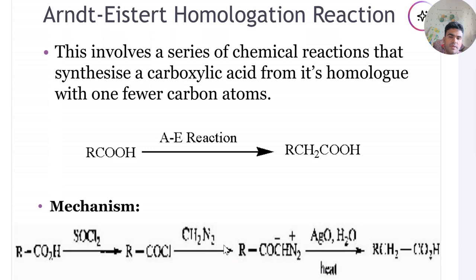Then it will convert into one N2 group, that is a diazo group. In presence of Ag2O and H2O, it will rearrange to give the next homolog. There is some mechanism in this conversion. But if you have any question, if you want to know about this mechanism, then please let me know in the comment box. I will discuss this in detail.